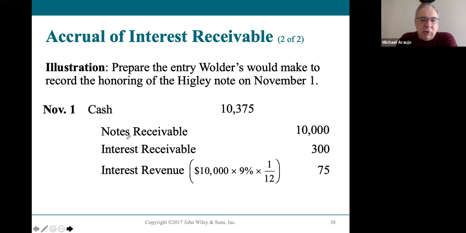So when they actually do collect it, if they have to close their books early because they have a September 30th fiscal year, they would again receive $10,375 in cash. $300 of that would be taking care of the interest receivable that they recorded, and that $75 is new revenue for the new fiscal year. And that's all they're saying here.